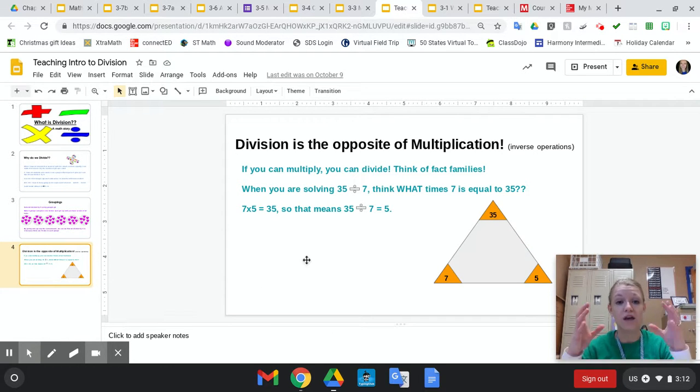And obviously, we just talked about fact families. We always make our dividend the largest amount because that's the amount that we're splitting into smaller pieces. The number that we divide by, the divisor, is how many groups we're splitting into. And then the quotient, our answer, is how many things go in each of those groups.